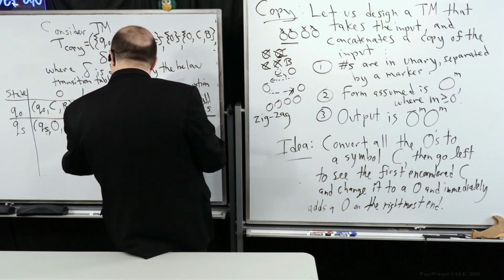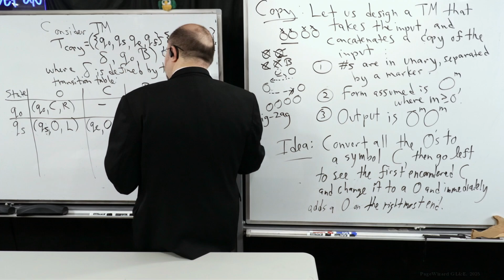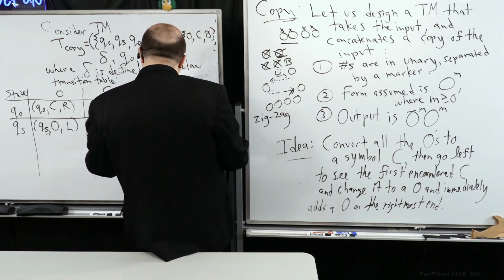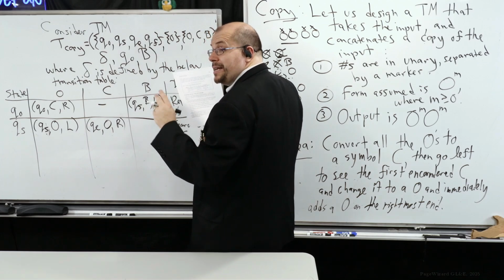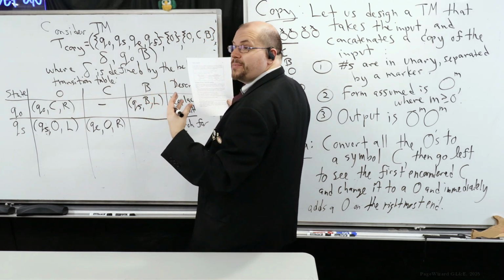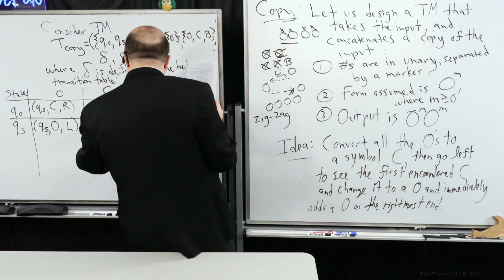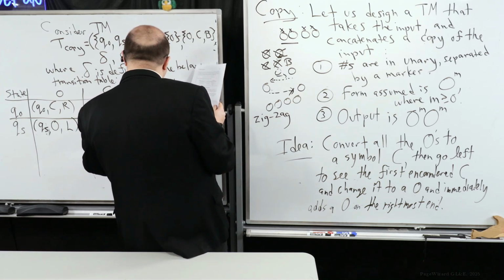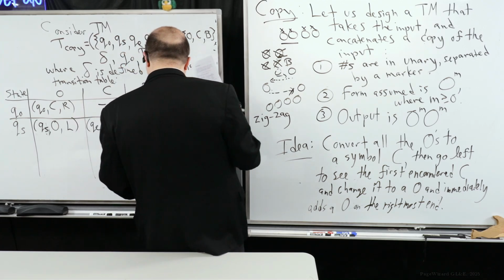I'm going to replace the C with a 0 because now I've counted it. We're going to go right, and I'll start us on that process. If it is a blank, however, we know we're done. We failed to find a C, so that means we need to wrap this up. So we go QF, blank, and left.